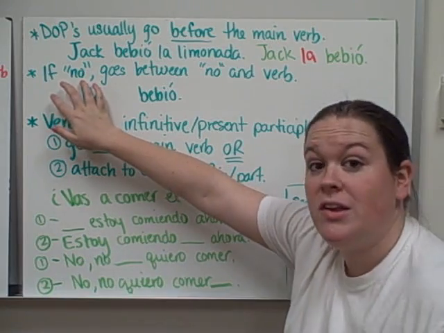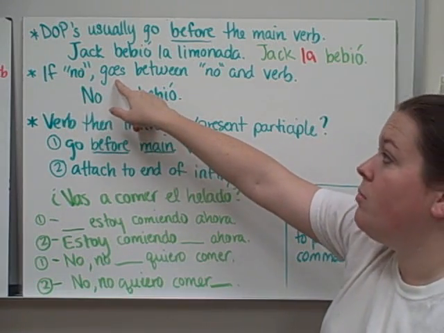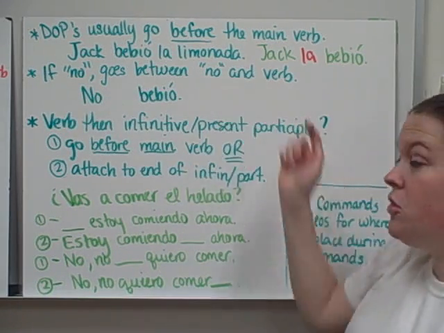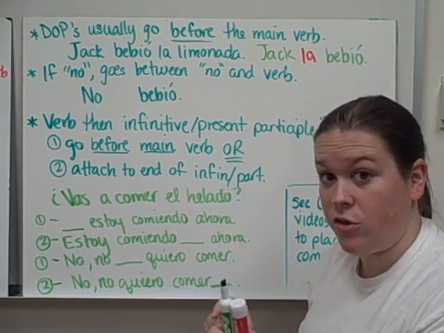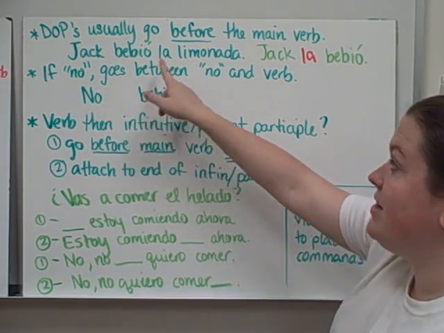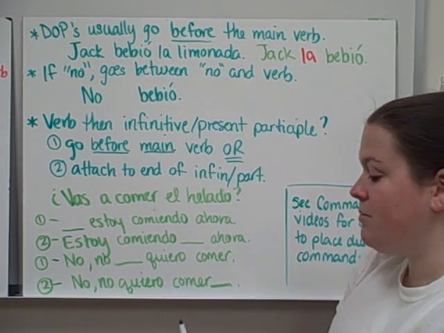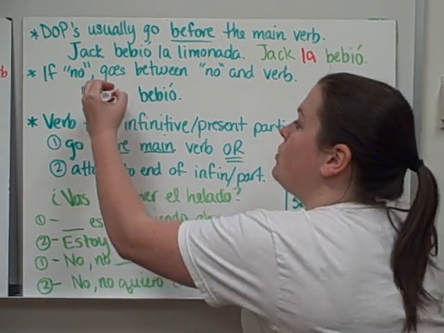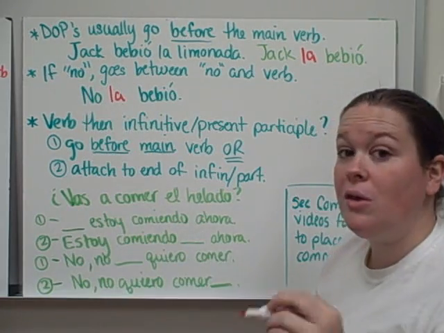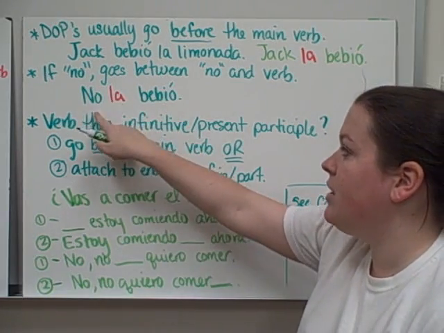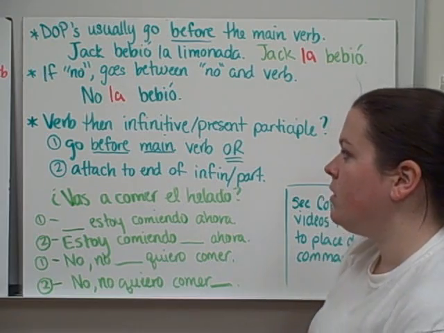If it's a negative verb, your DOP goes between the no and the verb. So it goes after the no. So for example, if Jack did not drink the lemonade, no bebió. So we're still using the same thing. The la goes after the no. No la bebió. He did not drink it.